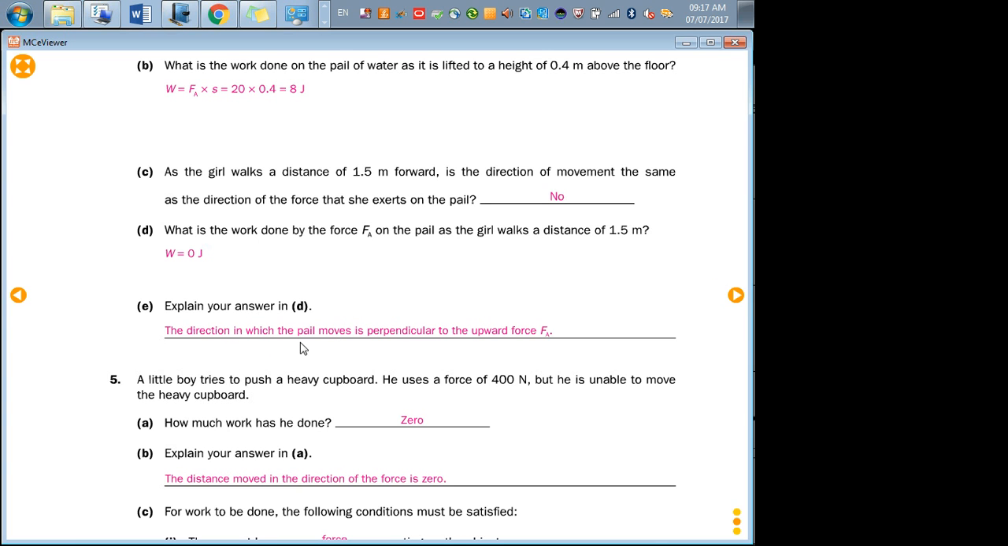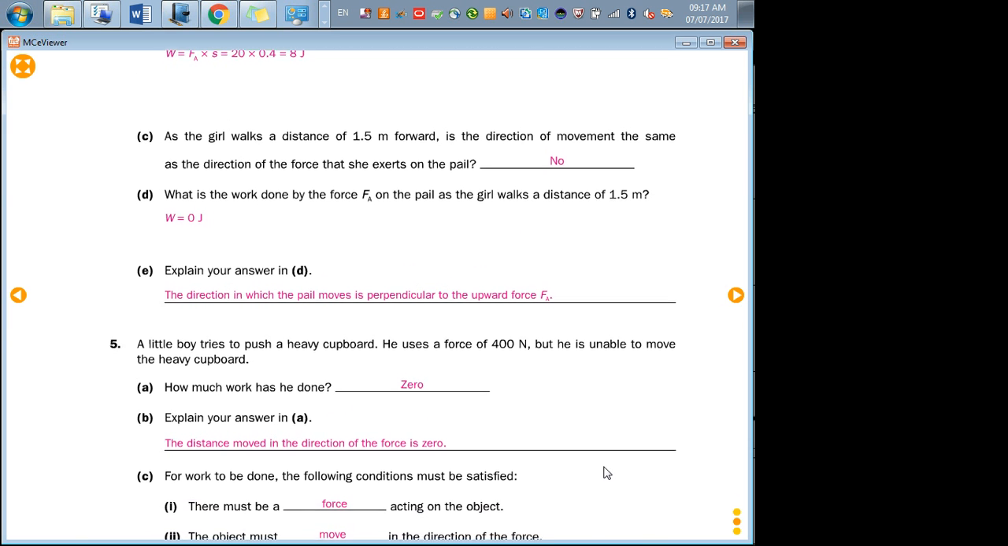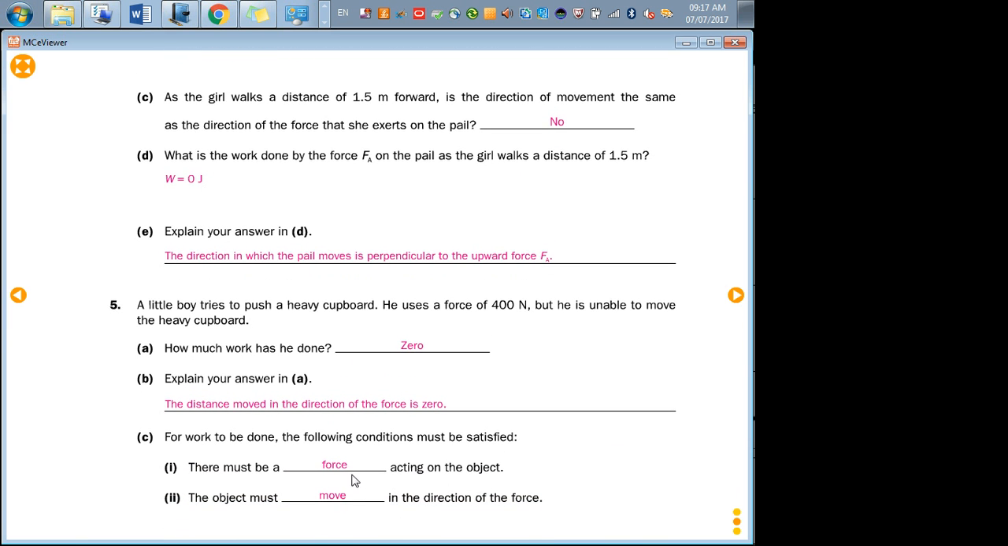So instead of saying the direction moved is perpendicular to the upward force, you can also say that the distance moved in the direction of force is 0. So this one is more general. It can be used for part E as well. Or just put an arrow here also can. Alright, so next, for work to be done, the following conditions must be satisfied. There must be a force acting on the object, and it must move in the direction of the force.